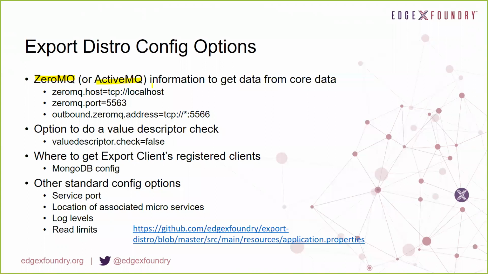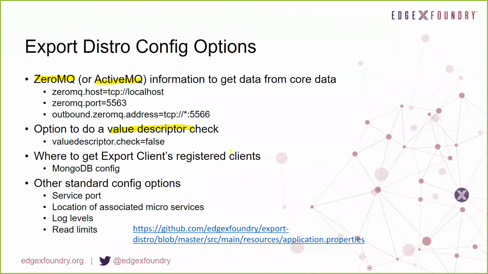There are also options in the configuration mechanism for export distro to determine whether or not you want to do a value descriptor check, or whether you just want to accept the data and you're not really concerned about some of those checks. This is what allows us to filter out data that doesn't match what you said were going to be the parameters for the data. Maybe you said the thermostat reading should be between 0 and 100. All of a sudden we get a thermostat reading that says 120. Should we ignore that or not? That's what the value descriptor check brings into play.